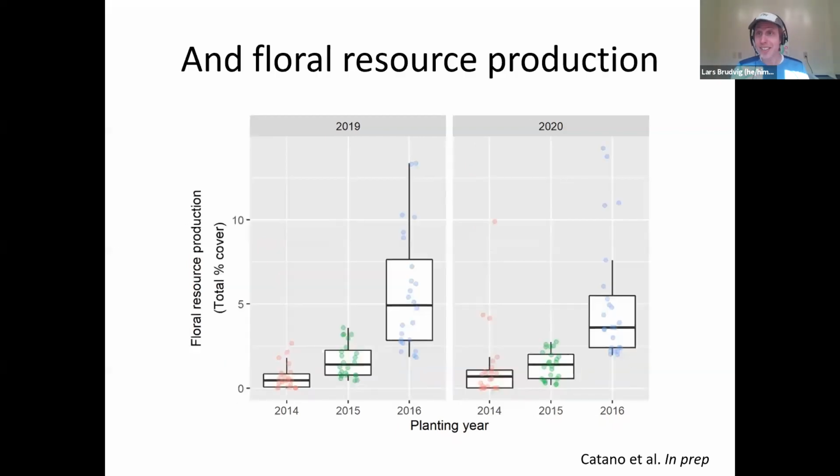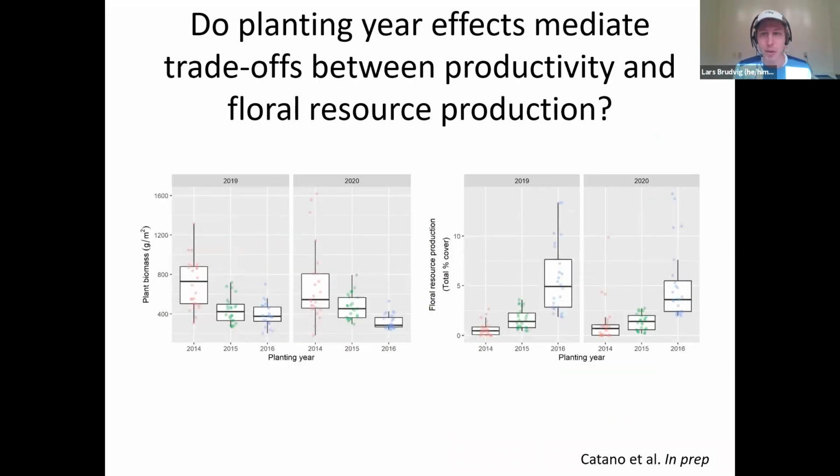We see something very similar, but kind of a mirror image when we look at the floral resource production in these plots. The cover by showy insect pollinated flowers, where 2014, the year where the plots were the most productive in terms of biomass, have the least cover by floral resources, whereas 2016, the least productive plots have the most floral resource production. And when we put these 2 side by side, we can really sort of see this trade-off that seems to be emerging, which I think makes sense, where we have a trade-off between insect pollinated forbs and competitively superior C4 grasses, which make a lot of biomass.